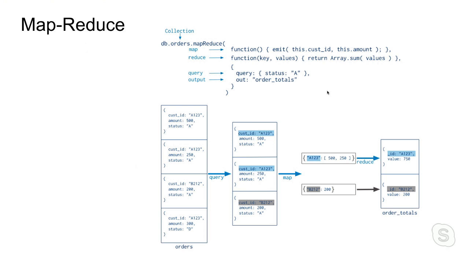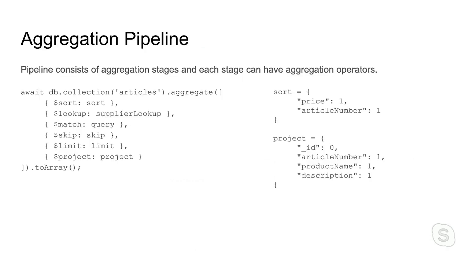Map reduce has the same functionality as the aggregation pipeline, which we see on the next slide, but map reduce has better performance for this use case. So if you want to use exactly this, then map reduce is better than the aggregation pipeline. But the aggregation pipeline has a lot more options for what you can do with it.